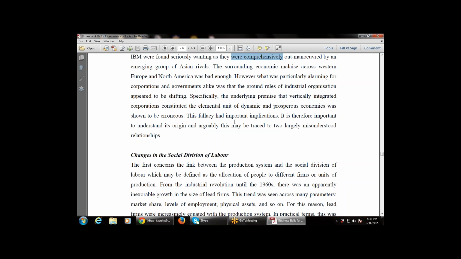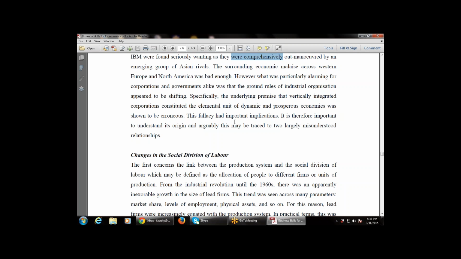Next topic is what is the impact of changes in social division of labor. The first concerns the link between the production system and the social division of labor, which may be defined as the allocation of people to different firms or units of production. As I told you, different people are allocated within a firm to different departments. That is the changes in the social division of labor.